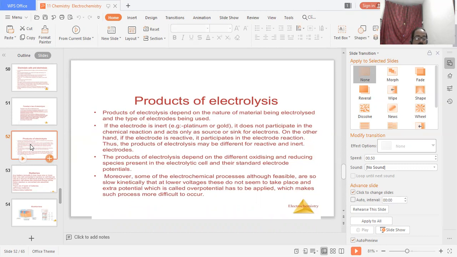Moreover, some electrochemical processes are so slow that at a lower voltage they do not seem to take place, and an extra potential, which is called overpotential, has to be applied, which makes such processes more difficult to occur.